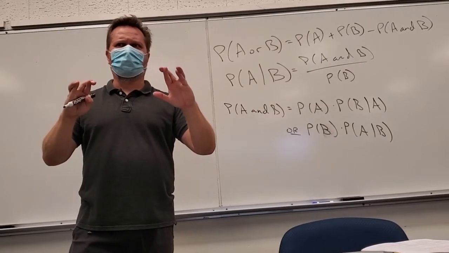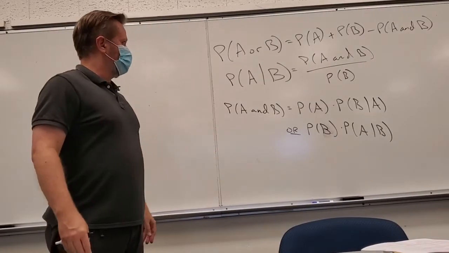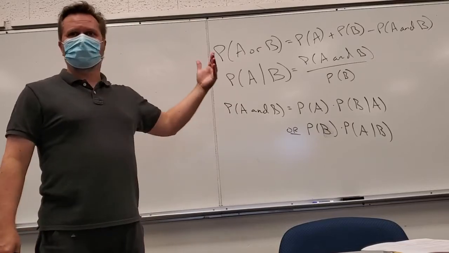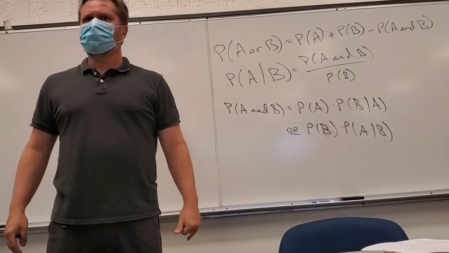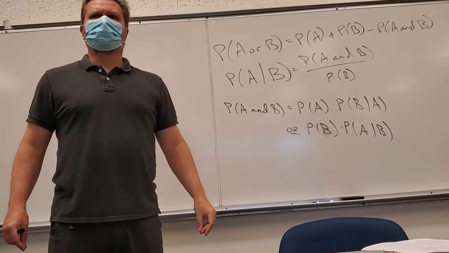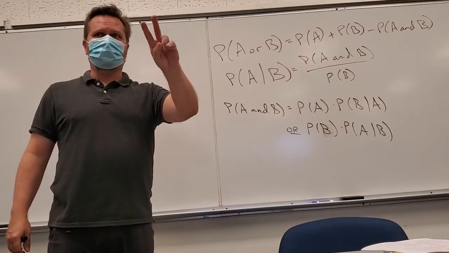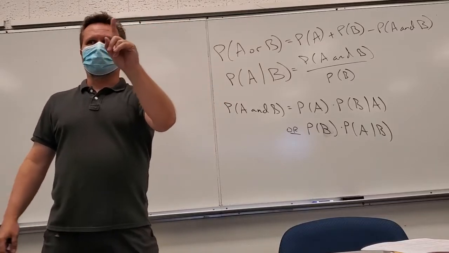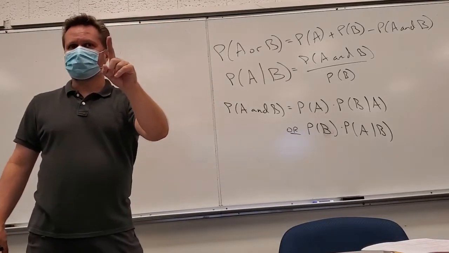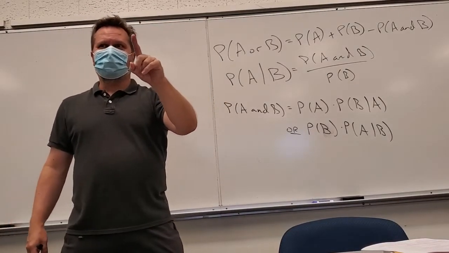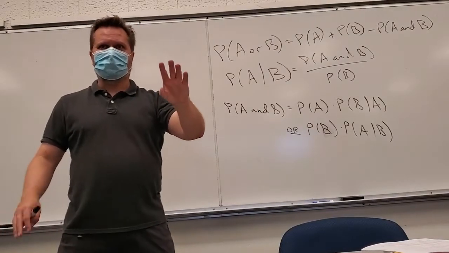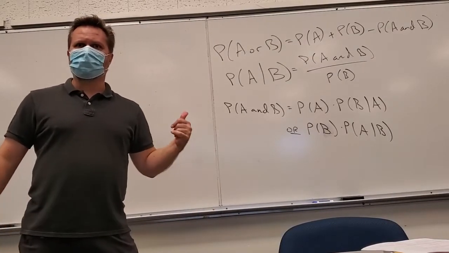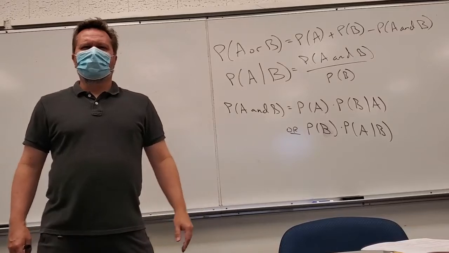Okay, and that's it. That's chapter 3's formulas. Then you have two ideas, which ideas don't go on formula sheets. Too bad. You've got the idea of independence, and you've got the idea of mutually exclusive. So let me let you finish copying this down.